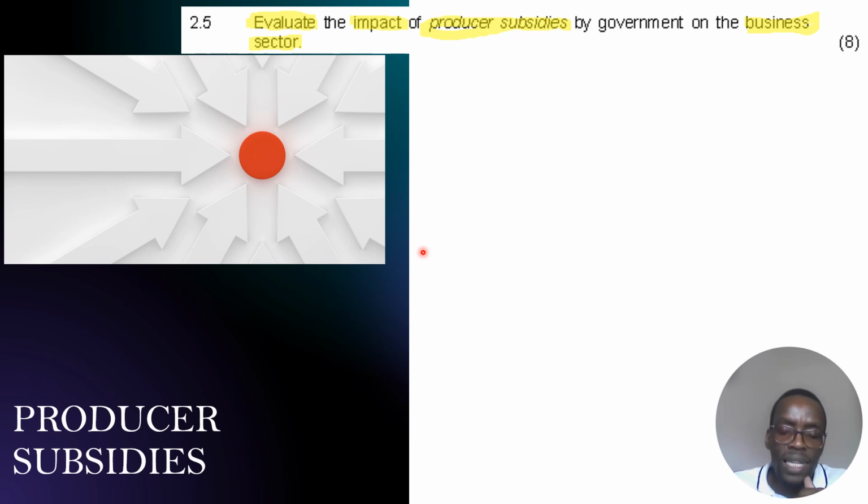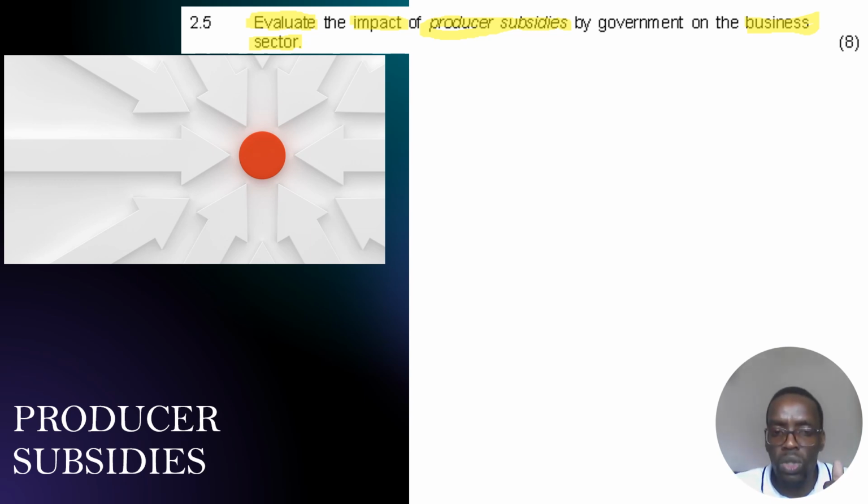So the question here says evaluate the impact of producer subsidies. Now when we talk about subsidies, dear learners, we are saying these are grants that are given by the government normally to producers to try and encourage the production of certain goods. And normally a subsidy is given when the product is a merit product. The reason why it's given on merit products is, one, to encourage the production of those merit products, and also to lower the cost of production, so that if there is a lower cost, then producers can produce more. And then even the community members will be able to buy more of those products because they are relatively cheaper, okay.